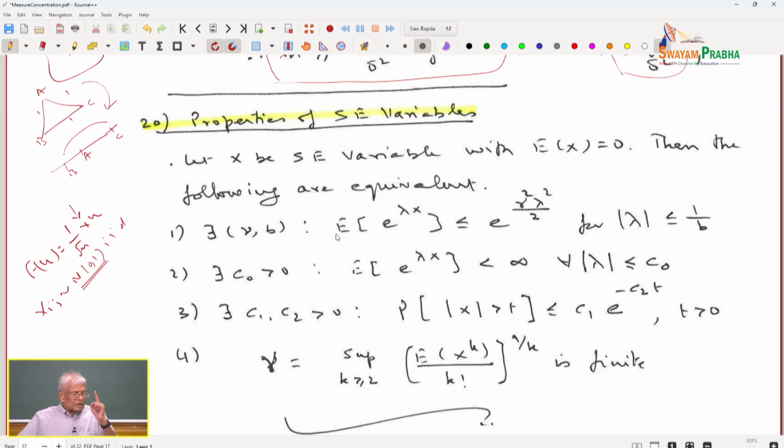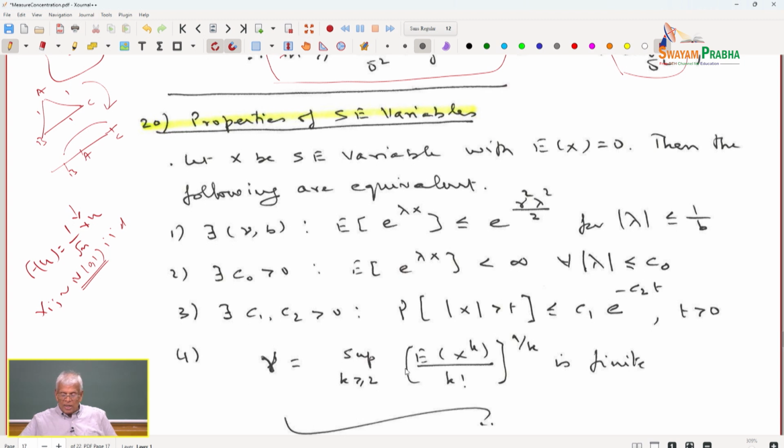Please go back. Measure concentration relates to tail bounds. I want tail bounds which are very good. To get good tail bounds, we have to deal with the moment generating function. That's an idea as old as Chernoff. And the Chernoff bound is at least as old as the 1950s.